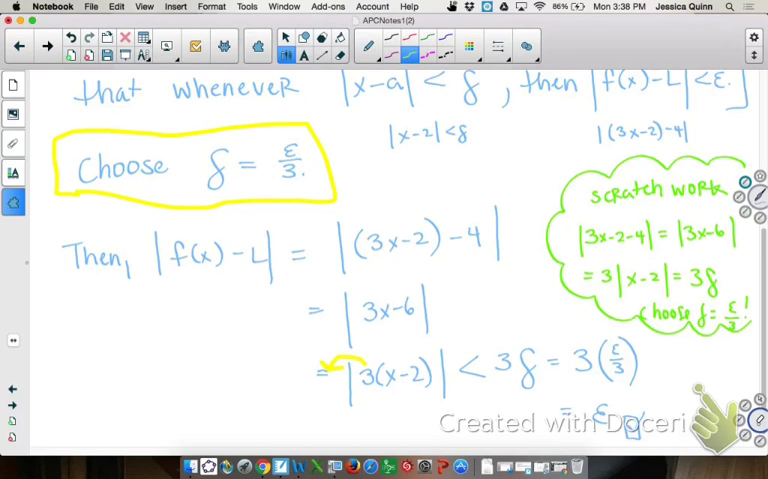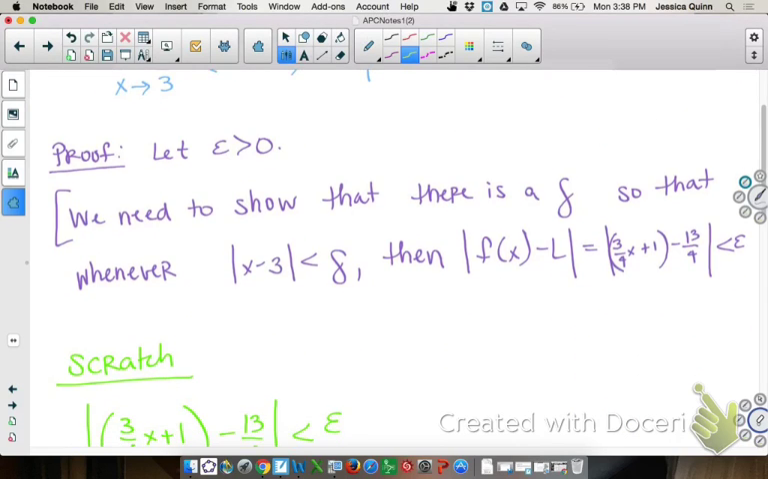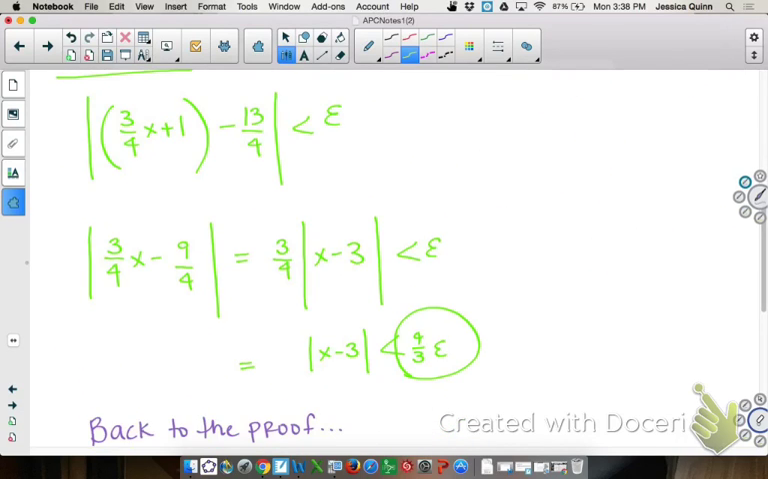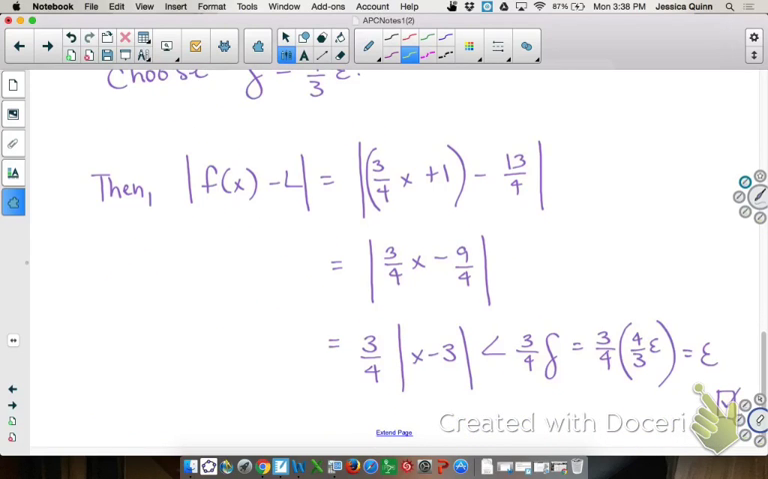Again, in the next example, it's the same kind of idea. The steps are all written out. In this case, my scratch work got kind of big, so I still wrote my scratch work in green here. And so this helped me figure out what to pick for delta. And then I went back, I chose delta, I plugged everything in, and again, the whole point is that when you plug in the delta that you picked in terms of epsilon, when it simplifies, you get epsilon.